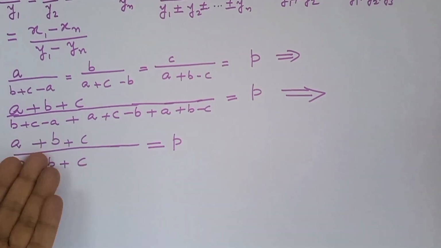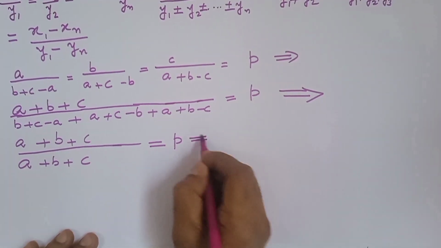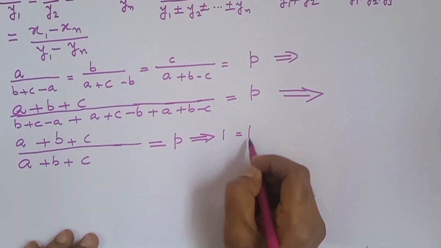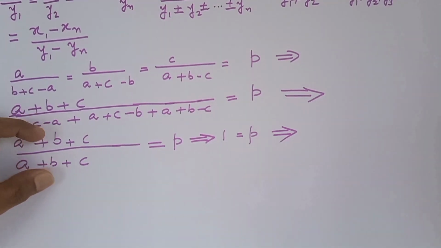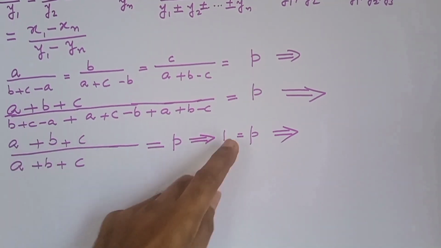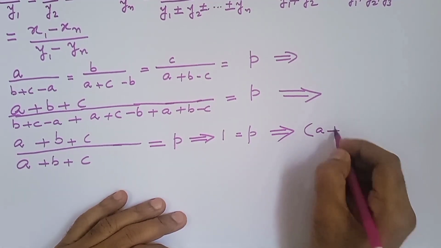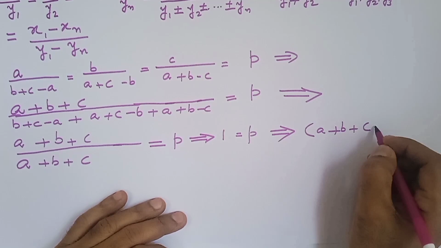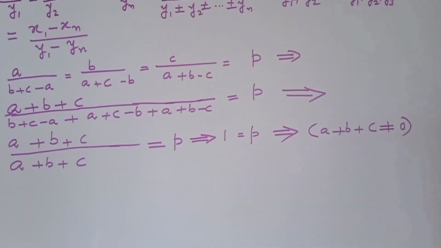Now, what will be p? A plus b plus c by a plus b plus c. Obviously, this is 1. Yeah. When you say a plus b plus c by a plus b plus c is 1, there is an assumption which you have used knowingly or unknowingly. The assumption is this: A plus B plus C not equal to 0.